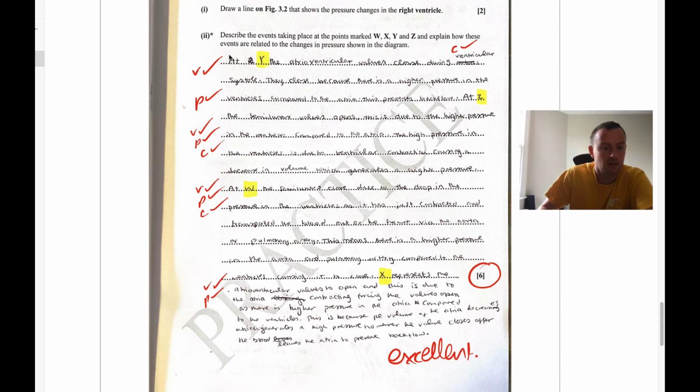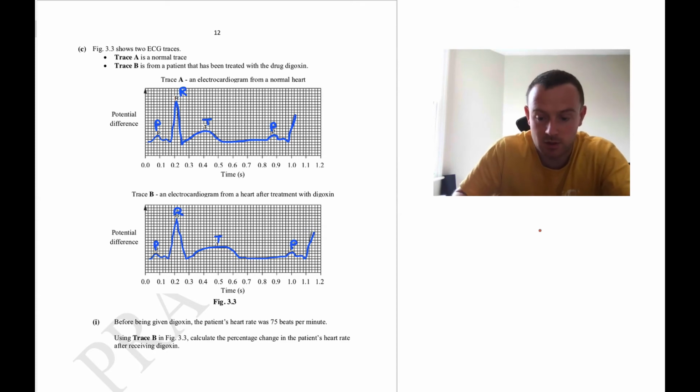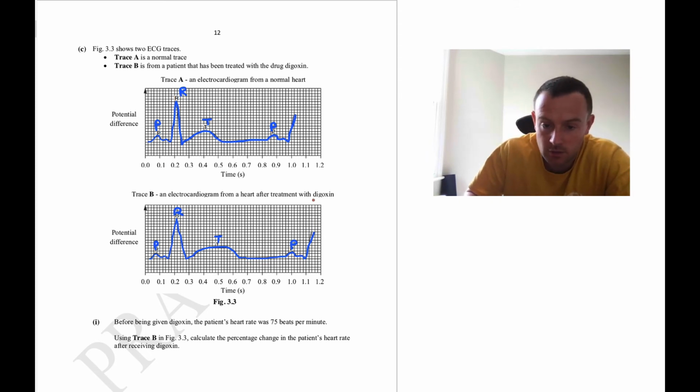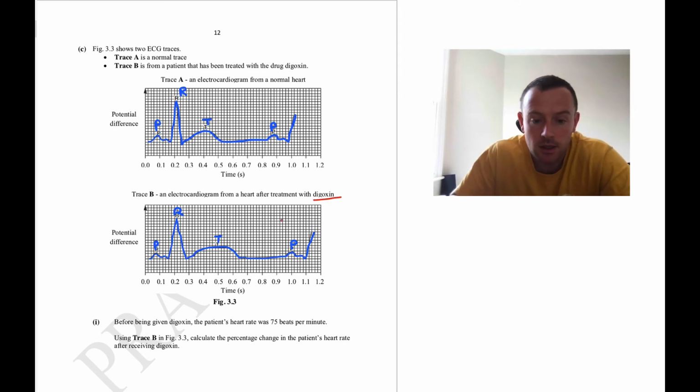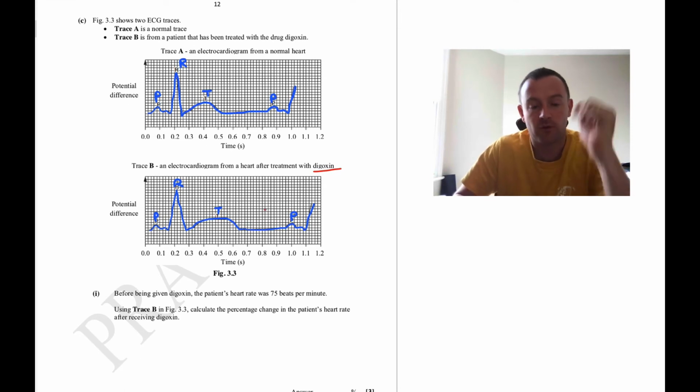Okay, let's get back to the other questions. All right, so here we are on the next part of this question, looking at some ECG traces. We've got the ECG from a normal heart, and then after it's been treated with digoxin. So we are asked to work out the heart rate from the ECG.